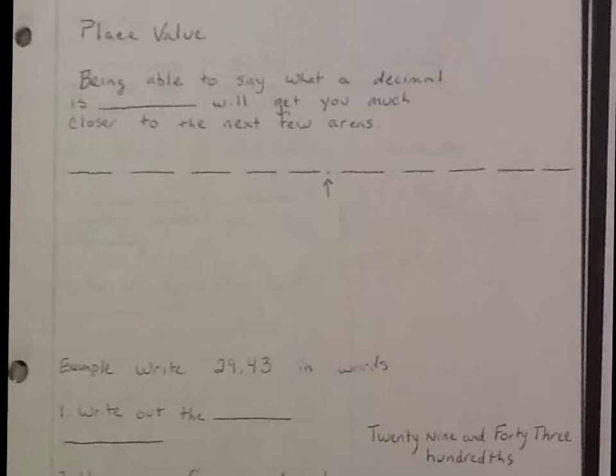Okay guys, we're going to move into decimals now that we've finished the fractions unit. And we're going to start off just with some place value and then going into some rounding with this one. So first, it says being able to say what a decimal is correctly will get you much closer to the next few areas. And really it's going to help you more when we start to switch things between fractions and decimals and so forth. But it's really going to help you get started here.